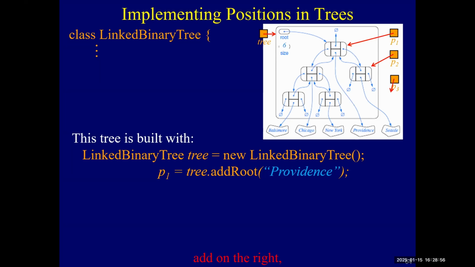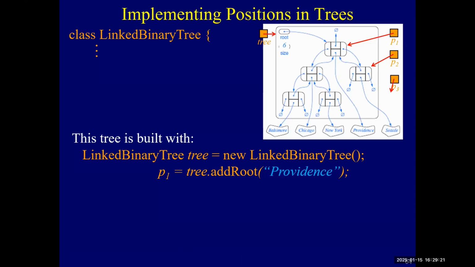All right, so then we wrote a program, add on the right, but that's not going to construct the root for us. We need a new routine that says, give us a new root. So this says, give me a new root and have it be Providence, and store a pointer to it into P1. Now we have the root.